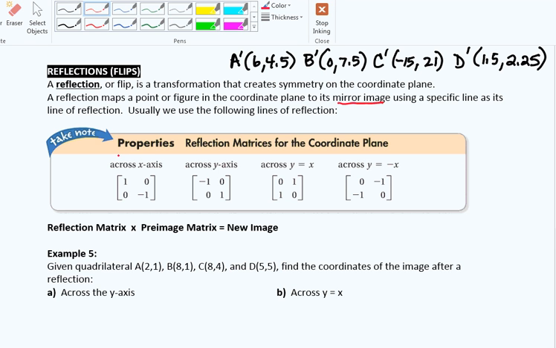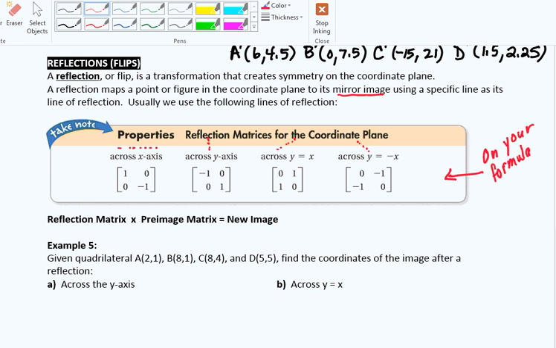Usually we're going to use one of four: across the x-axis, that would be the horizontal axis; across the y-axis, that's vertical; across y equals x, that would be a slope of 1 going through the origin; and across y equals negative x, that would be a slope of negative 1 going through the origin. These flips and reflections are on your formula sheet. So you may want to grab that so you don't have to keep flipping back to this page in your notes. Also, as a note, you do not have to have these memorized for the test or quiz, but you do need to know how to use them.